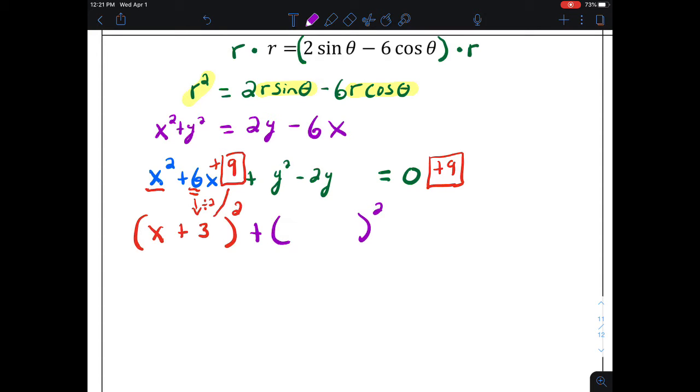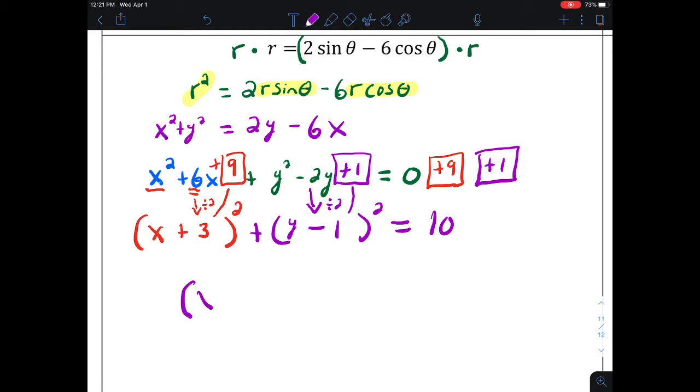All right, so I have y here. I'm going to half that 2, so divide it by 2, and I put it down here, so that makes minus 1. And then I'm going to square it. 1 squared makes positive 1. And then I have to put a positive 1 over here on the right-hand side. And so that gives me a right-hand side of 10. So the equation that we have is (x + 3)^2 + (y - 1)^2 = 10, which is the standard form of a circle.